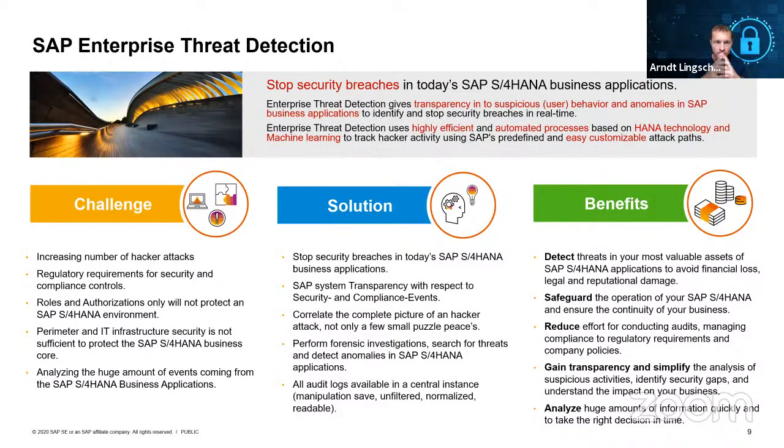All right, proceeding with this, going closer to enterprise threat detection. Enterprise threat detection is actually a SIEM solution tailored to the needs of SAP S/4HANA environments or ECC environments, to make any suspicious user behavior transparent, to see any kinds of anomalies inside of the business applications, and to identify and stop security breaches in real time. And therefore, we have the HANA database underneath, where we can process huge amounts of data and analyze at the same time, and then come up with results about suspicious user behaviors or anomalies that we might see inside of the S/4HANA environment.